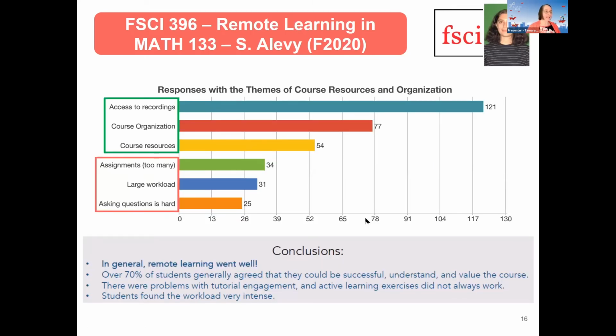Right? But in addition to looking at the remote learning in general, she also took a look at some of the themes more related to how this particular course was able to pivot into remote learning. And so there were some things that students liked, shown here in green. They liked having the recordings, especially in a math class, which often are taught just chalk and talk on a board. Here they have recordings so they could revisit things again. They found the course was well organized. It was easy to find resources.